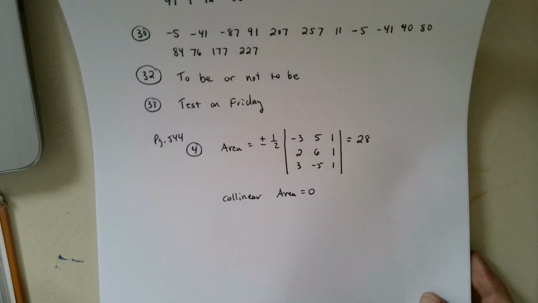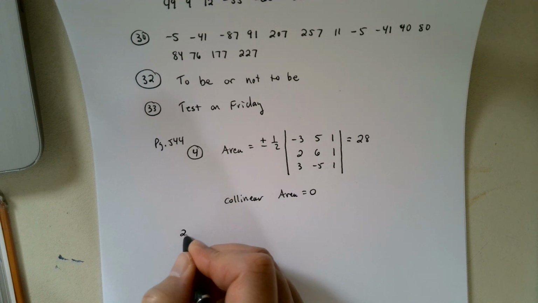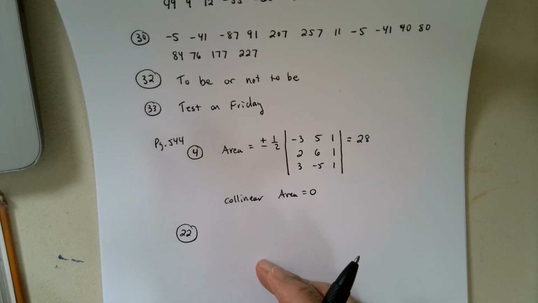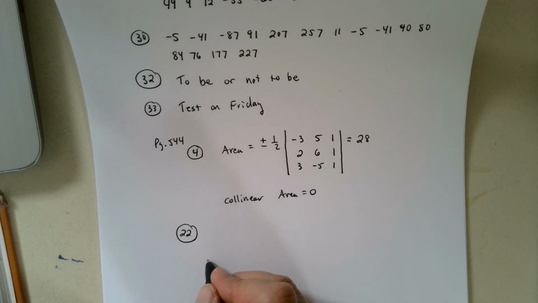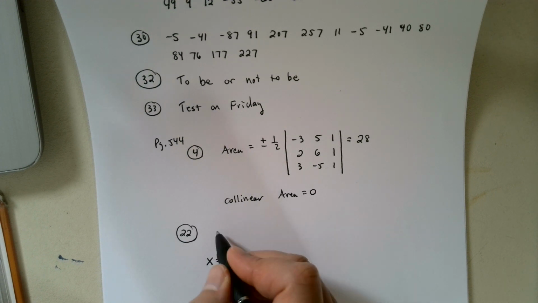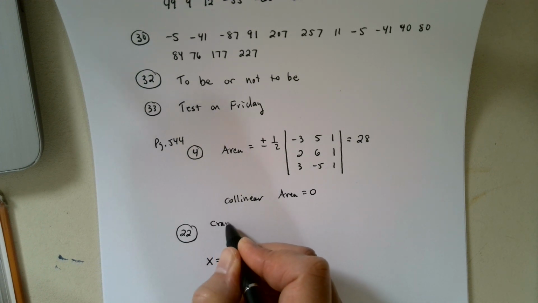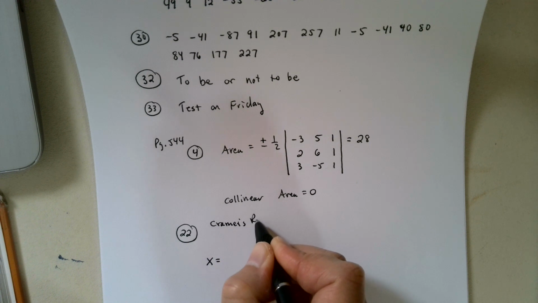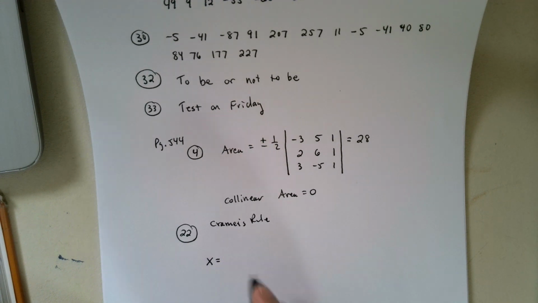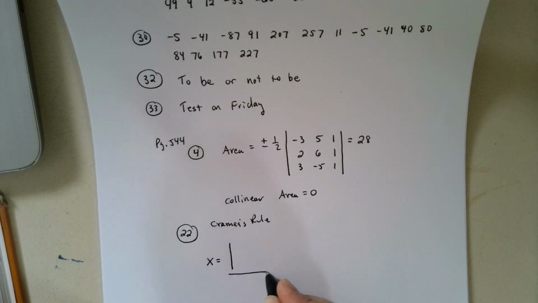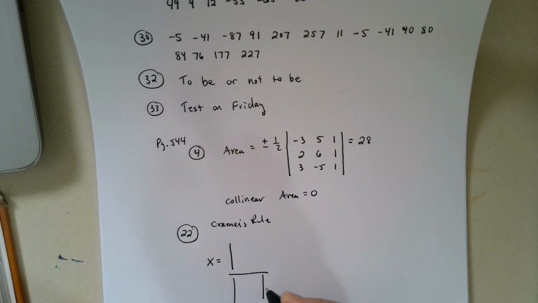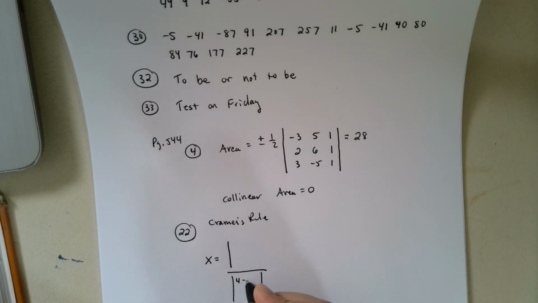Next, I want to talk about number 22. And I'm not going to work through the whole thing. I just want to make sure you know how to set it up. This was solving using Cramer's rule. And so for the denominator, you should have 4, -2, 3, 2, 2, 5, 8, -5, -2.